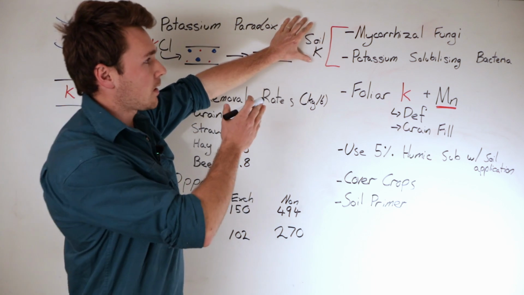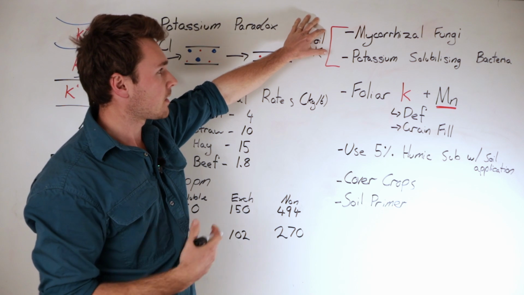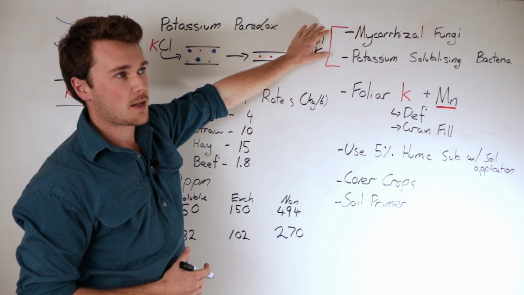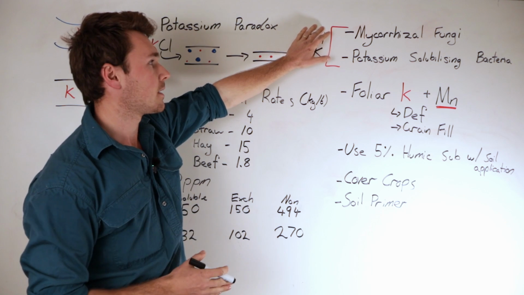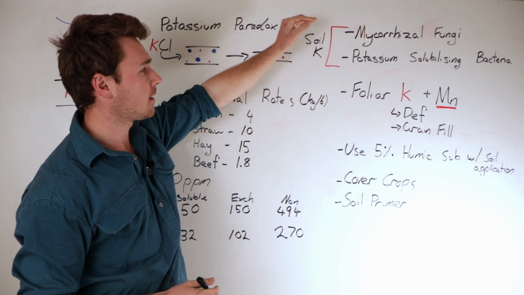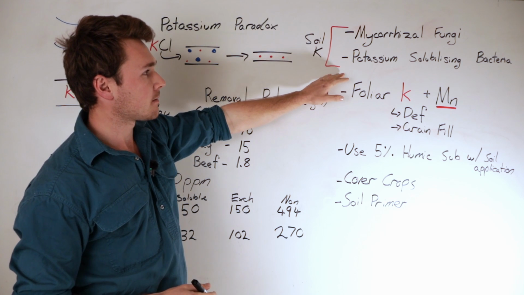So getting mycorrhizal fungi on your seed treatments, and coating your seed with microbes. Likewise, after a long fallow, definitely inoculating your seed, or after a brassica crop, mycorrhizal fungi, really important you do that, as well as potassium solubilizing bacteria.